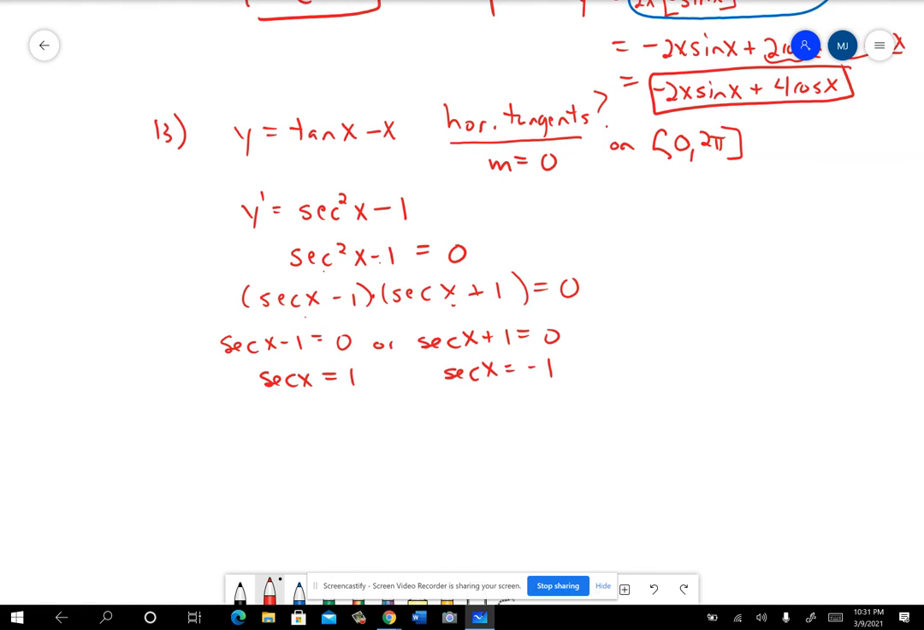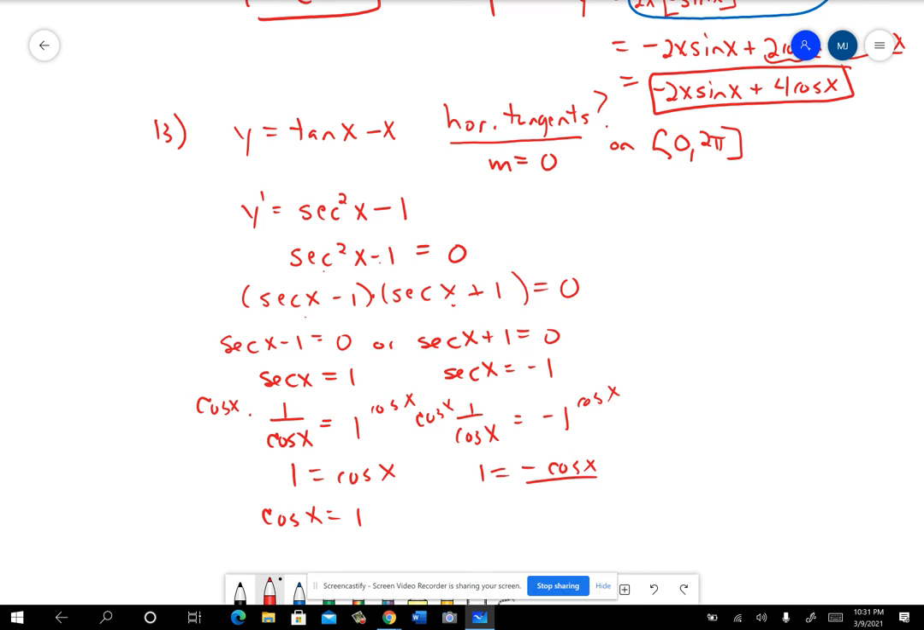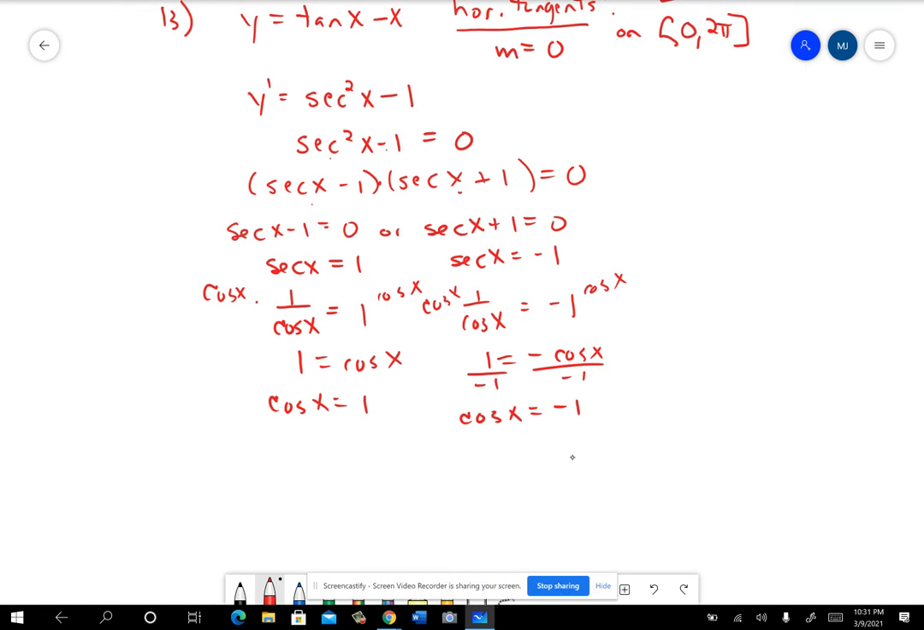And then secants, it's just easier to think of it as 1 over cosine. And so if I multiplied both sides by cosine, it would look backwards, but I'd have that cosine x could be 1. And then over here, if I did the same type of thing, I'd have 1 equals negative cosine x, but when I divide by the negative 1, I'd get that cosine x equals negative 1. You also could just say to yourself, cosine is the reciprocal of secant, and the reciprocal of 1 is 1. You could do the reciprocal of both sides. So the reciprocal of secant is cosine, the reciprocal of negative 1 is still negative 1.